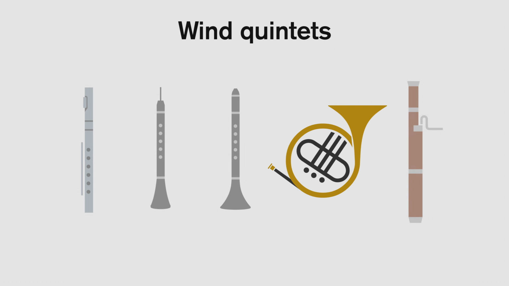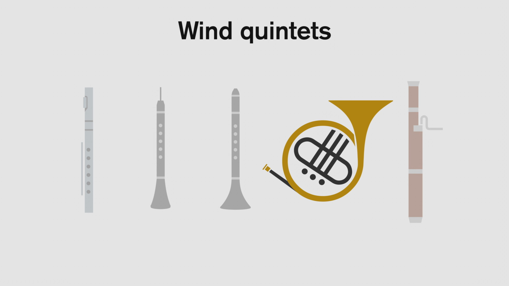You might be saying, why is there a French horn? French horns are brass, not winds. Which is right, of course, but their sound is often considered the bridge between the winds and the brass, and that's why we see them crop up in woodwind quintets.